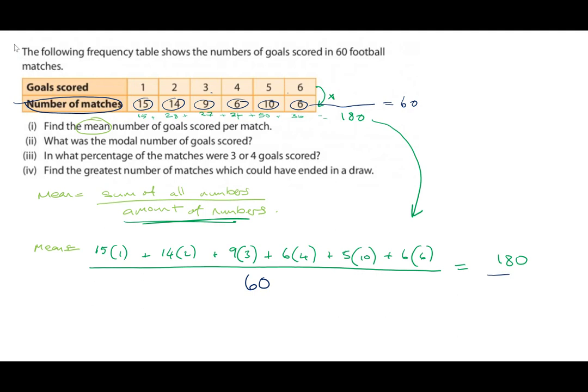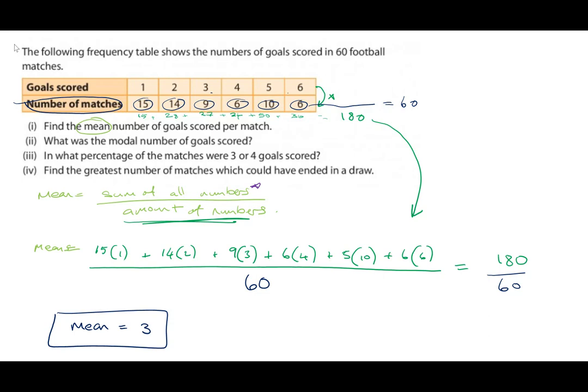So I divide 180 by 60 and I get a mean equal to 3. Okay, so this is really important. When I have a frequency table, to find the mean, I have to multiply the top line by the bottom line and add them all up that way. Because that would get me the sum of the numbers.